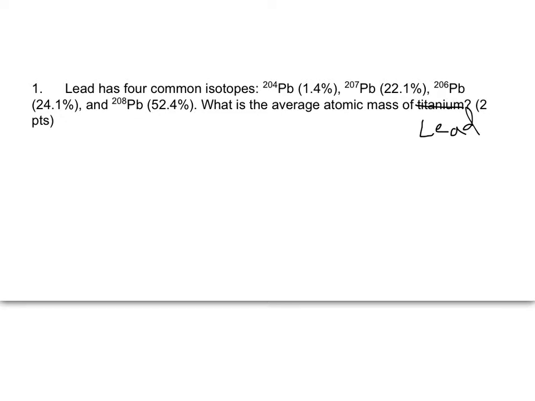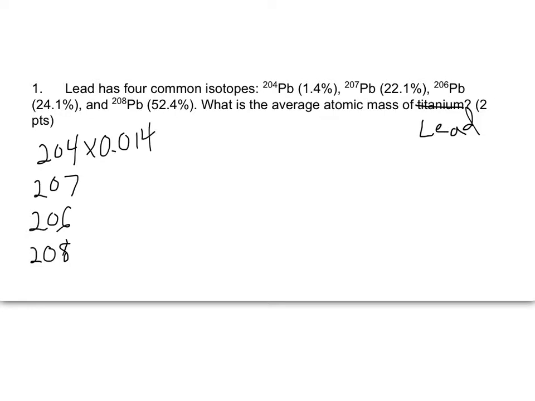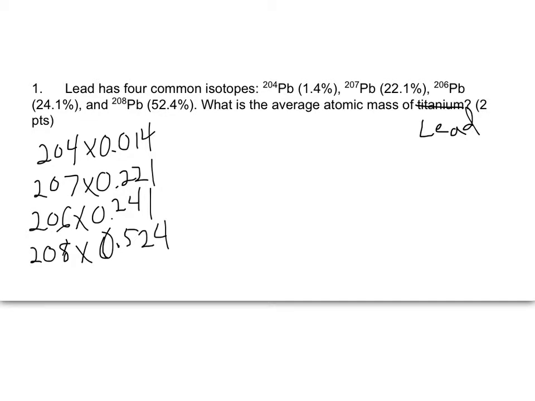Well, to find the average atomic mass, you take the mass of each isotope, 204, 207, 206, and 208, and you multiply it by its percent divided by 100. So 0.014 for 1.4% times 0.221 times 0.241 and times 0.524. So those are all the percentages just divided by 100.